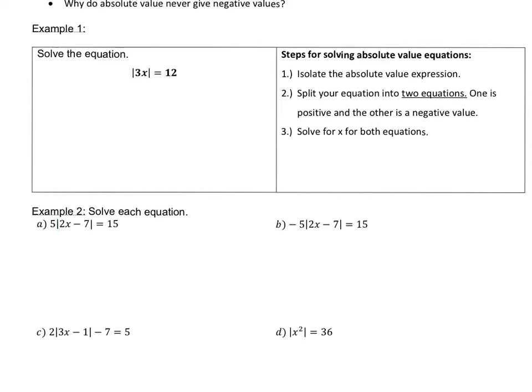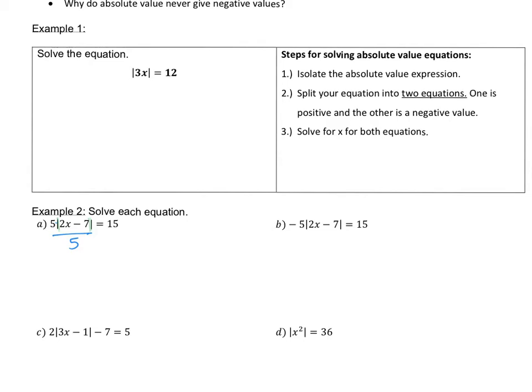And you can see here that this absolute value function is not by itself. So that means I need to get rid of that 5 that's outside of it. To do that, I'm going to divide off 5. Because that 5 is sitting out like that, I can assume that it's multiplying that absolute value. So in order to cancel out multiplication, I have to divide.